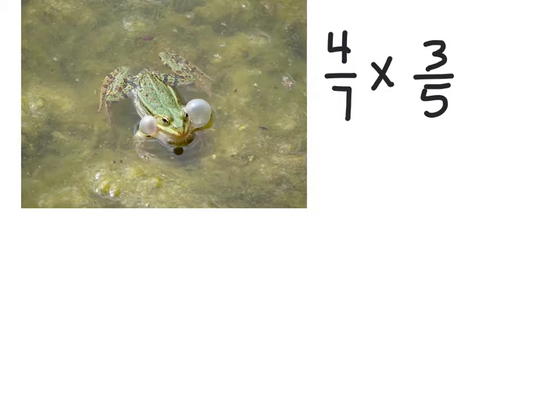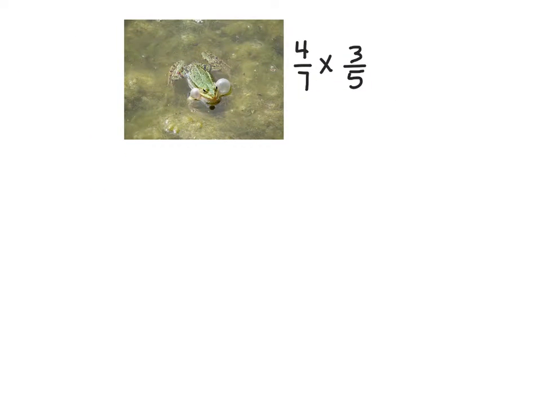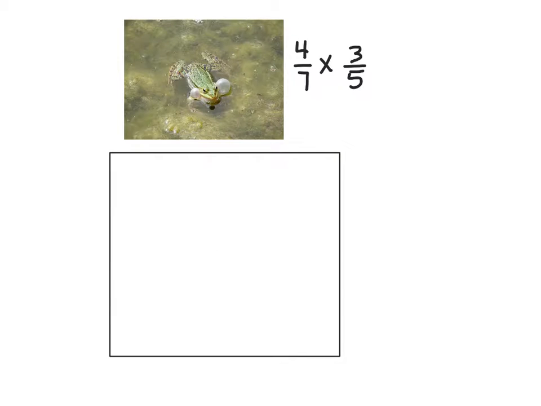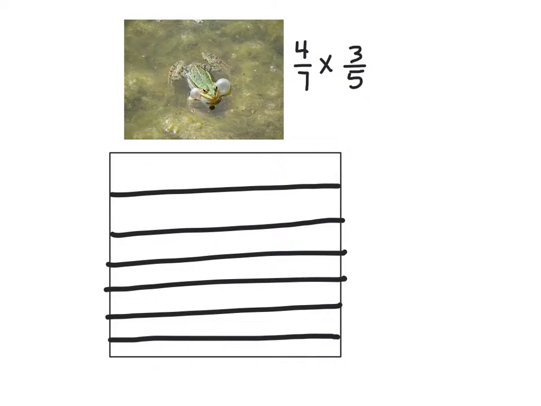Let's go ahead and make our mathematical model. And the first thing I want to do is go ahead and make my fraction box. So I'm going to make a big old box right there. And now I want to cut this box into 7 parts, which means I'll draw 6 lines going across. And here we go. 1, 2, 3, 4, 5, and 6 lines gives me 7 parts. 1, 2, 3, 4, 5, 6, and 7 parts.